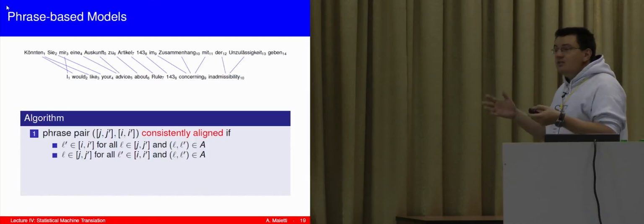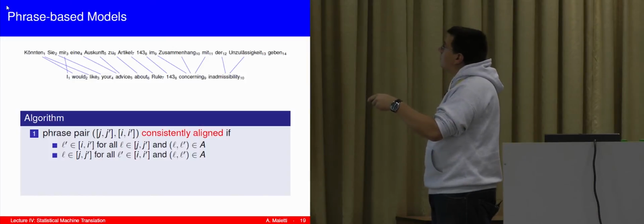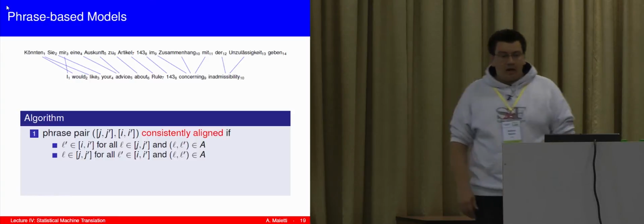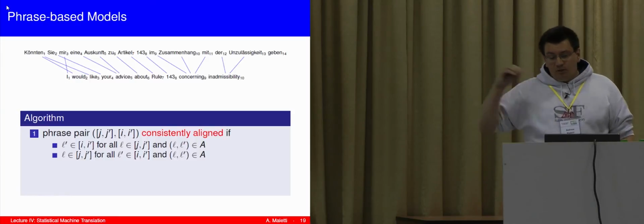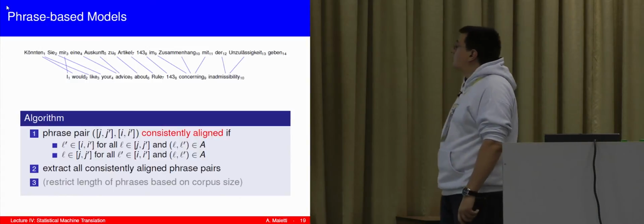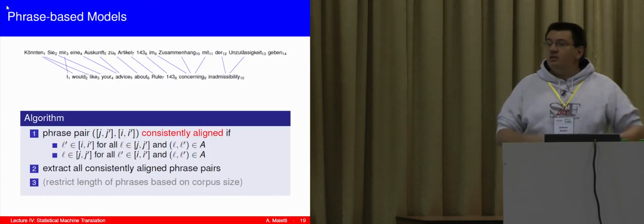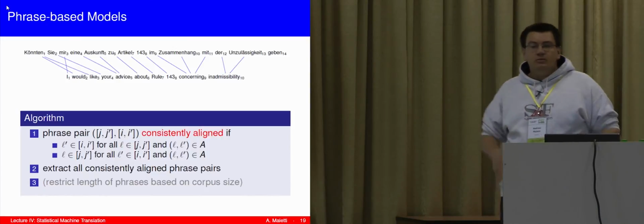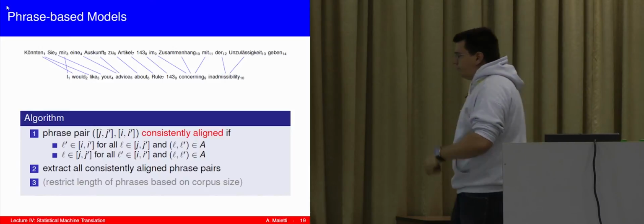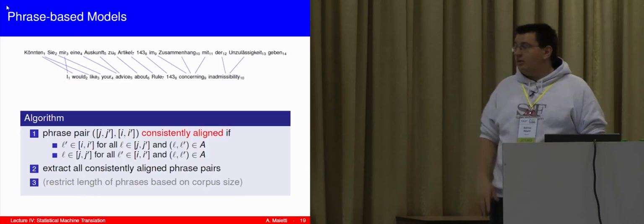So it's a very simple definition, right? You just have to look at the selected intervals, this one and this one, then you look at all the links that originate or end up there, and the other side has to be in this particular interval that you selected as well. And the main procedure simply asks you to extract all the consistently aligned phrase pairs. That's it, that's what they do. There will typically be a length restriction to make it feasible, but in principle that's all they do.